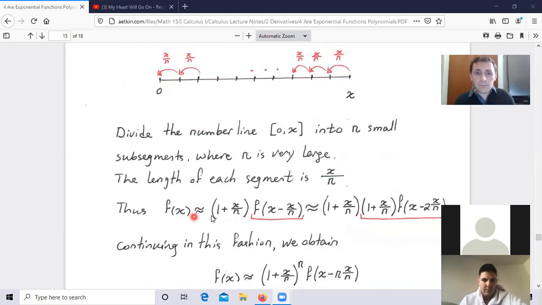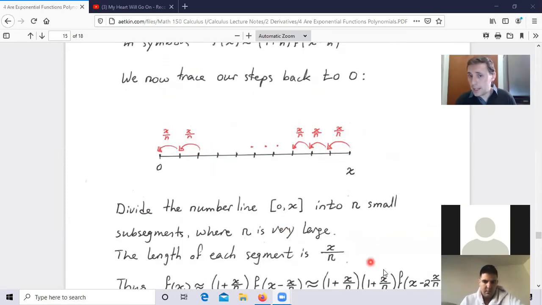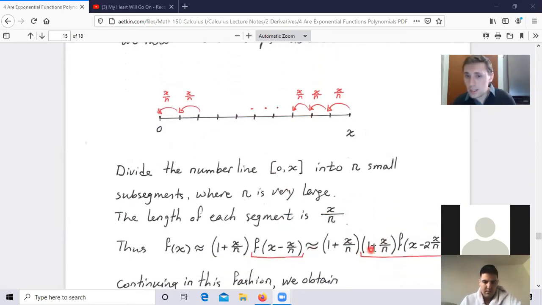So here I begin walking. I make one step back and I pay for that step by multiplying by one plus X over N. And then for this red part, now I'm at a different number. I make another step back, right? The steps are all of the same size, X over N. I divided the interval into same sized steps. So I take one more step back. Now you see I took two steps back from where I used to be. And I multiplied again by one plus X over N. So that's one plus X over N squared.